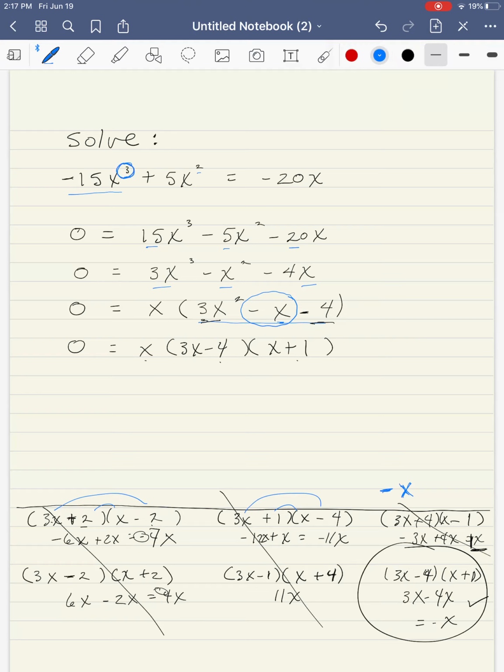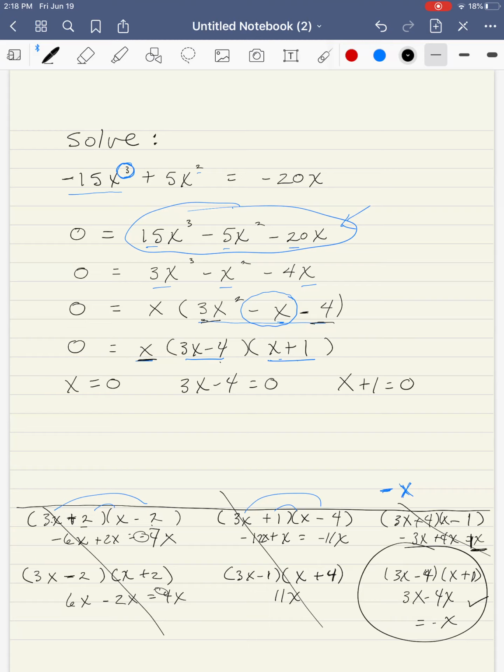We have now factored this. And notice that I started out with x cubed. I have 3 factors. And remember, factor means what I multiply together to get the original polynomial. If I multiplied x times 3x minus 4 times x plus 1, it would equal this polynomial. And just the way we did when we had 2 factors, we set each factor equal to 0 and solve for x.